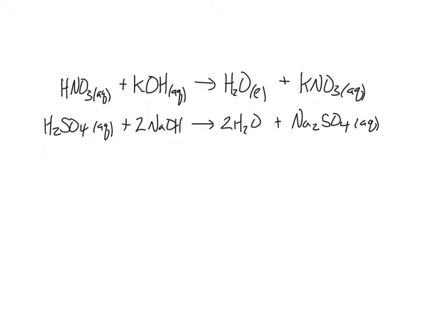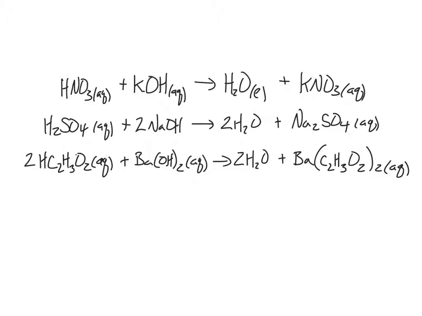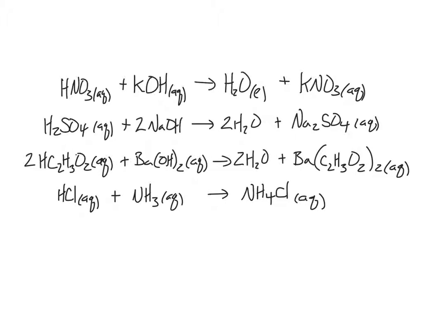Here's a third example where acetic acid reacts with barium hydroxide to produce water and the salt barium acetate. Here's a fourth example. Hydrochloric acid reacts with ammonia to produce ammonium chloride. Notice here we didn't actually produce water. The product of the acid-base reaction is just a salt.